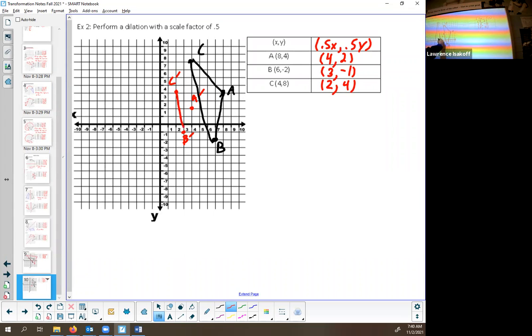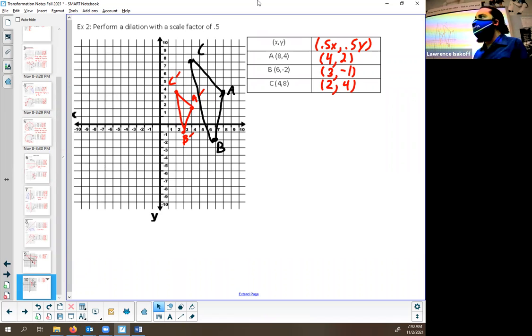And again, connect the dots here. And that's what we get. Pretty easy and straightforward, right? Just whatever it says the scale factor is, multiply everything by that, and then plot those new points.